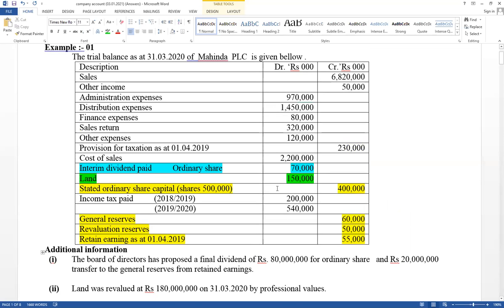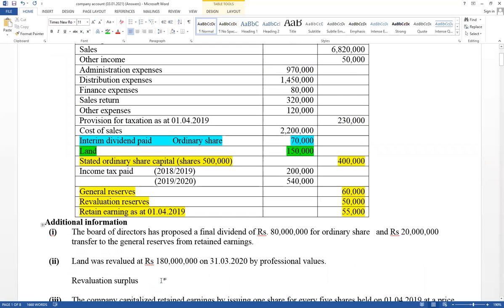Therefore, revaluation amount higher than the cost value. Therefore, difference value should be considered as a revaluation profit. Therefore, 180,000, think values in 1,000, minus 150,000. Therefore, difference value 30,000. This is a revaluation surplus. If there is a revaluation surplus, that value should be included under other comprehensive income.